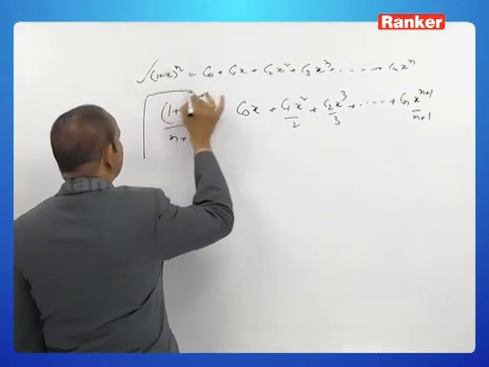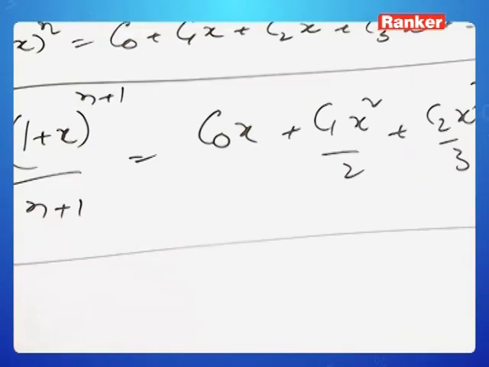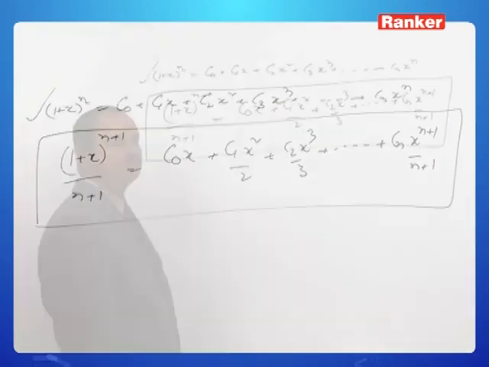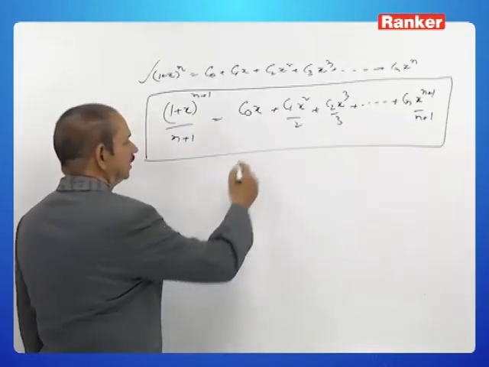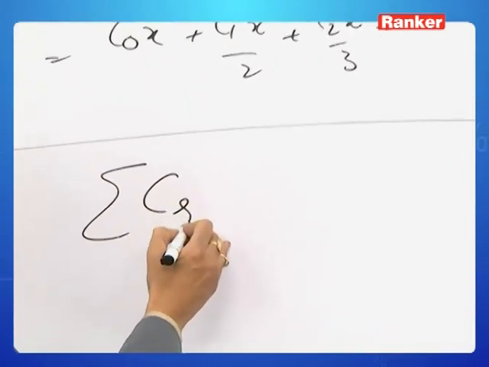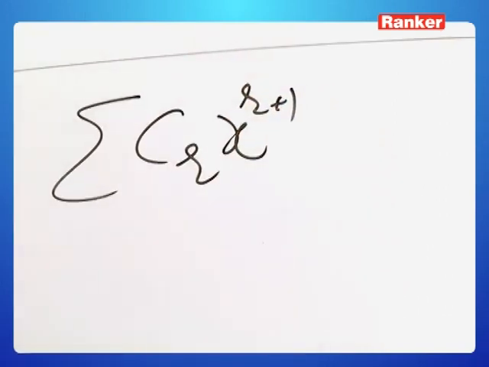(1 plus x) whole to the power of n plus 1 by n plus 1 is therefore equal to C0x plus C1x square by 2 plus C2x cube by 3 and so on plus Cn into x power n plus 1 by n plus 1. This can again be taken as sigma Cr into x to the power of r plus 1 by r plus 1, like this. Good.